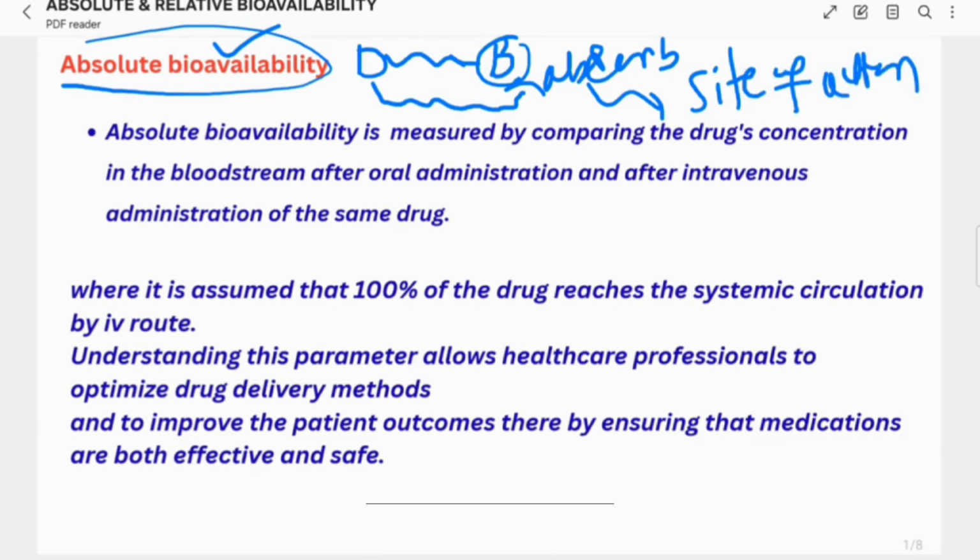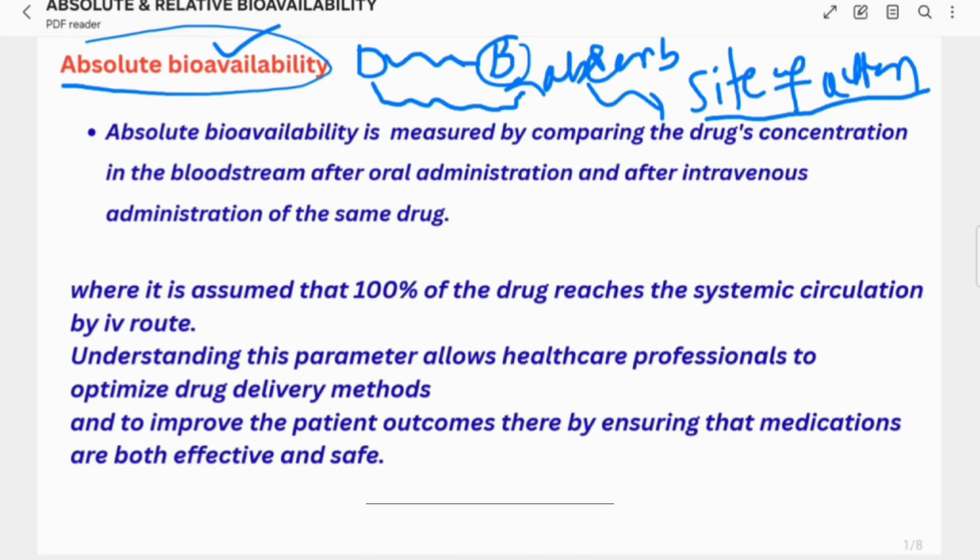The quantity of the drug which gets absorbed and reaches the site of action is called bioavailability, because the amount of the drug present at the site of action is able to produce the therapeutic effect. It does not matter how many mg or how much quantity is administered; it is the quantity of the drug reaching the site of action that produces the therapeutic effect.